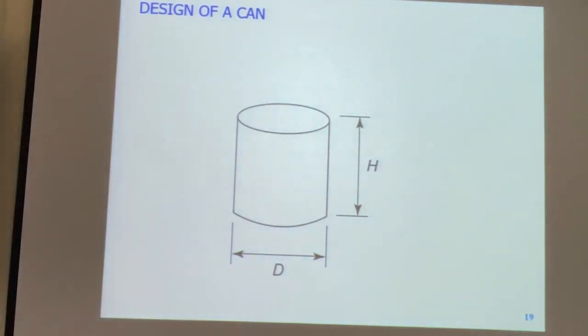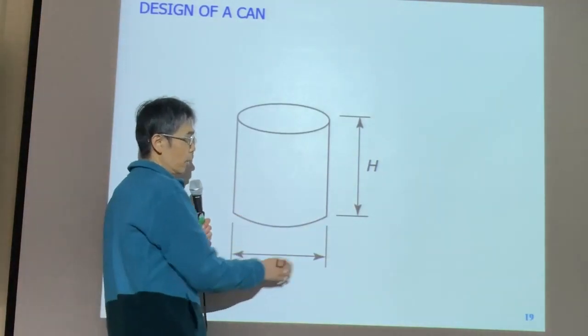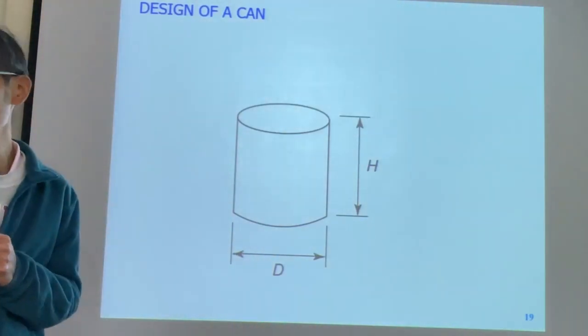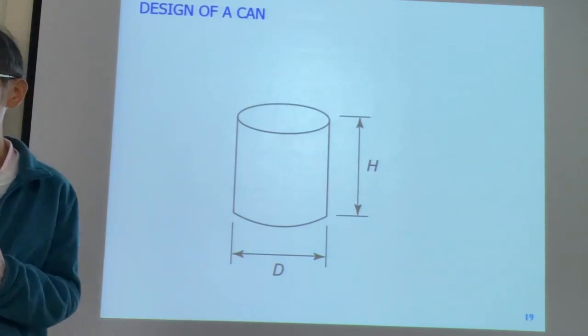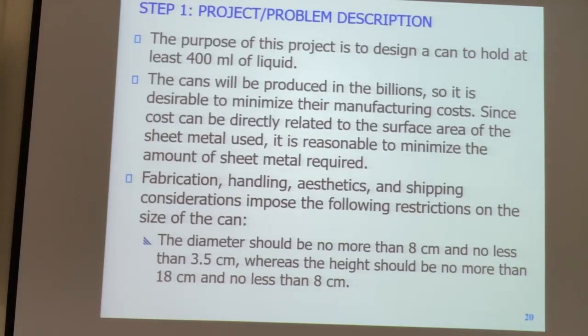Design of a can. So you have a can. We have a diameter and height of a can. You can expect Coca-Cola or Pepsi. We have an aluminum can. So inside we can put liquid. So we want to minimize something. You can imagine for the can, we want to minimize the surface area. We can save the material, the aluminum material. So design of a can. So first, your advisor can tell you what the problems are.